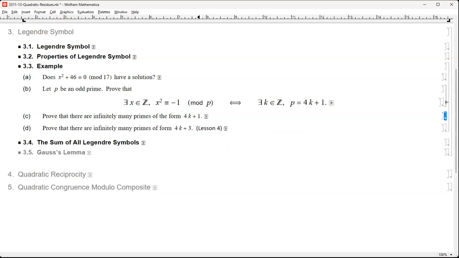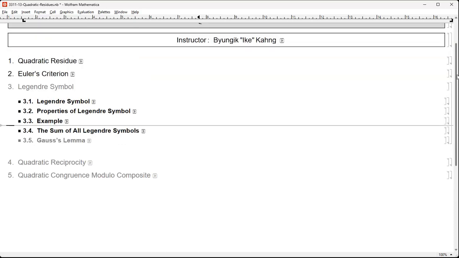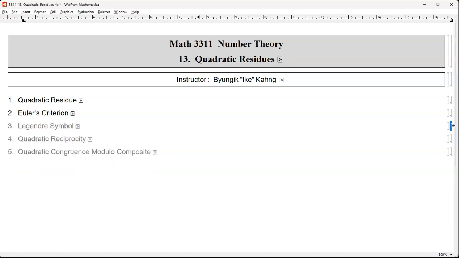Anyway, this way we completed exercise 3.3, example 3.3. And alright, that's where we're going to conclude lesson 13. In lesson 14, we'll actually review those and then restart from section 3. You may want to skip if you want to.